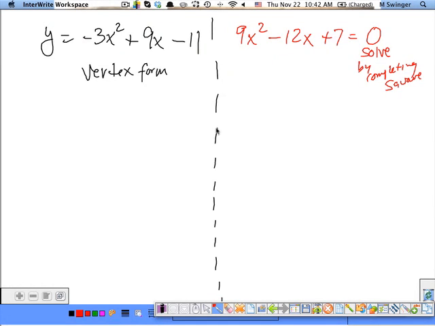Alright, just a couple review problems. Vertex form, put this in vertex form. Solve by completing the square. Vertex form, let's do that first.